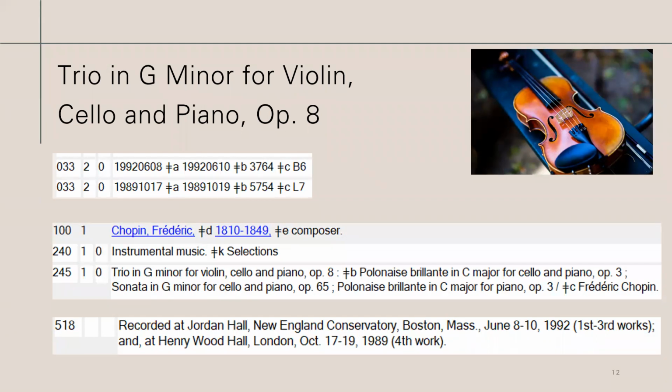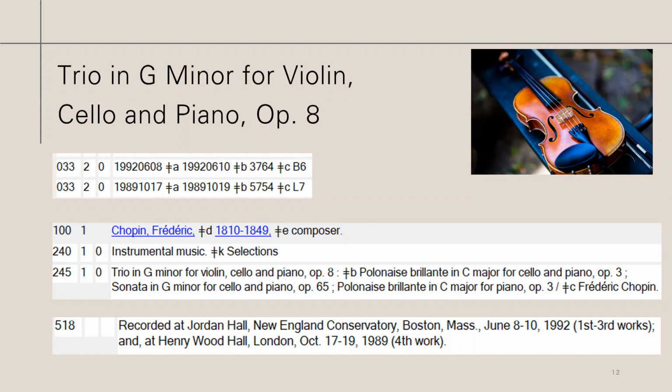For the first 033 field, the date in subfield A is 1992-0608 or June 8th, 1992, with the second date, second subfield A, of 1992-0610 or June 10th, 1992. In subfield B, the Library of Congress Geographic Classification Area Code 3764 is for Massachusetts, and the Library of Congress Geographic Classification Sub-Area Code B6 is for Boston.